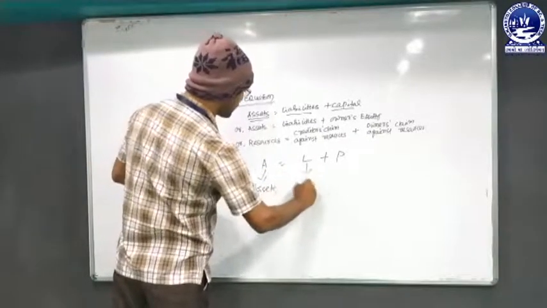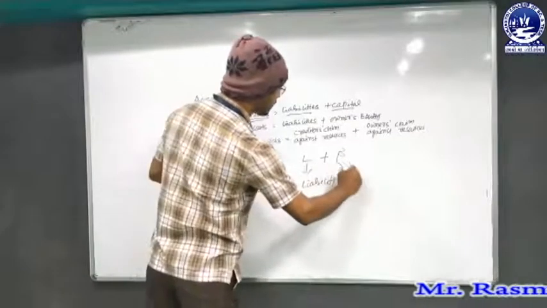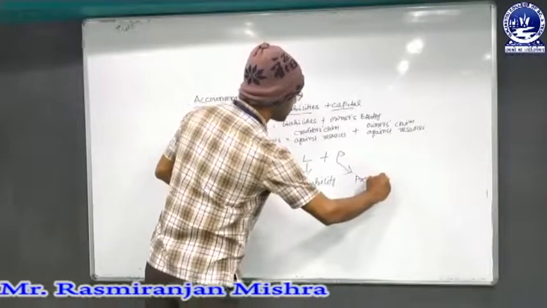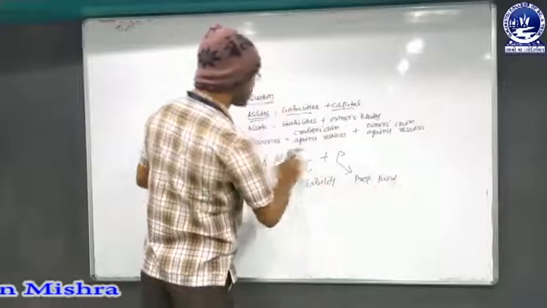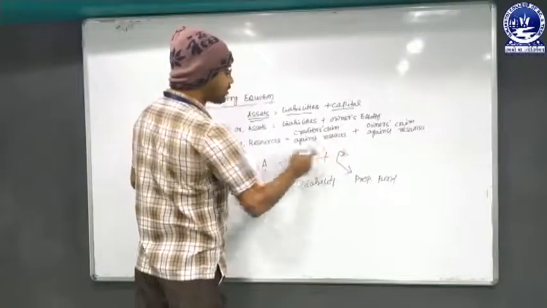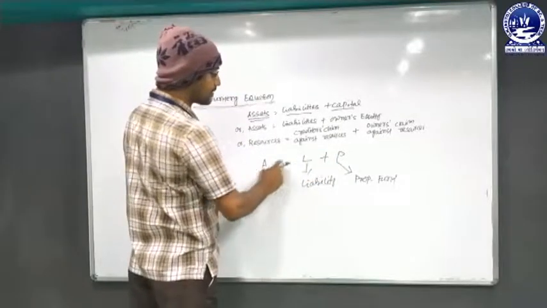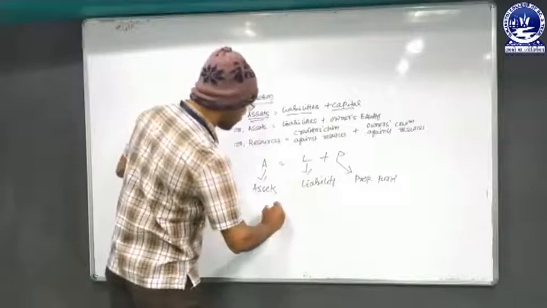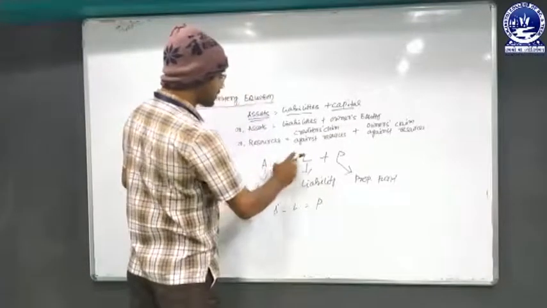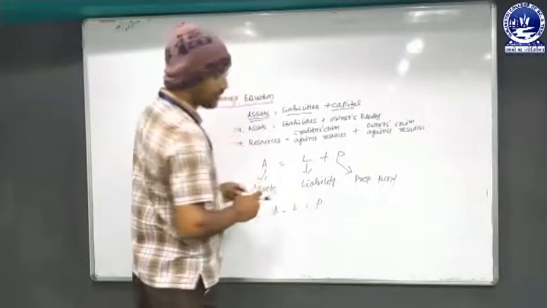L stands for liabilities and P stands for proprietor's fund, which is called capital. So assets equal liabilities plus capital, or assets equal liabilities plus proprietor's fund. In the form of an equation, A = L + P, or we can also write A - L = P. That means assets minus liabilities is equal to proprietor's fund, which is known as capital.